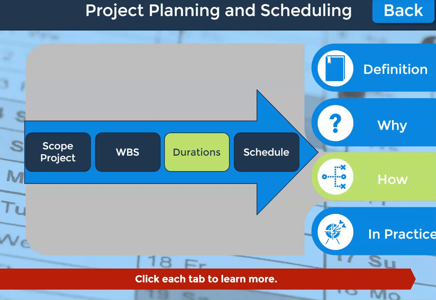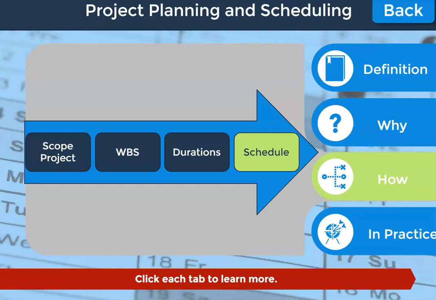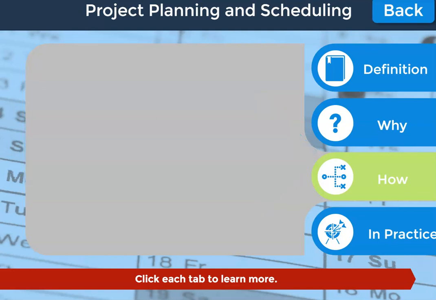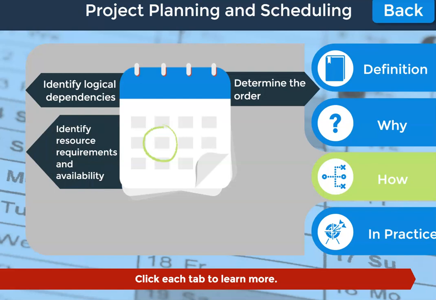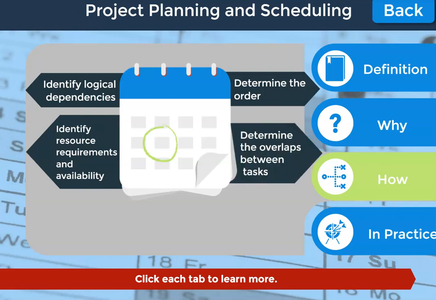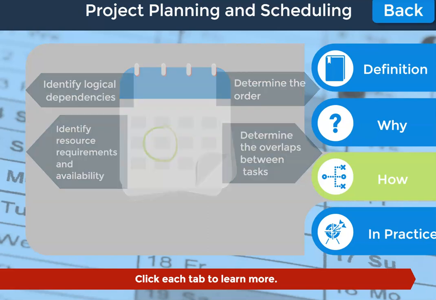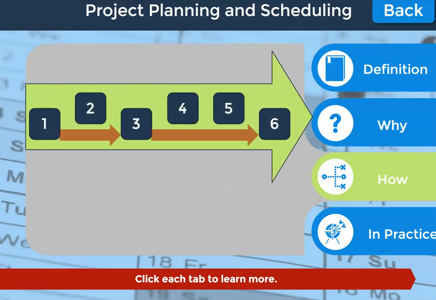Next, the time period and owner of each of the work packages is defined. Finally, the work packages are generated into the project schedule. In order to generate the schedule, we need to identify logical dependencies between activities to determine the order or sequence in which they need to be carried out. At this stage, we identify resource requirements and availability, and determine the overlaps between tasks starting and tasks finishing. The schedule process should be completed by the team so that the overlaps are challenged and therefore the optimum plan is developed.